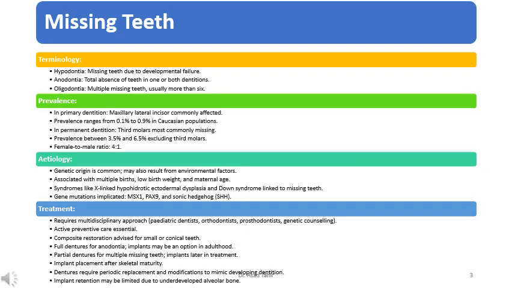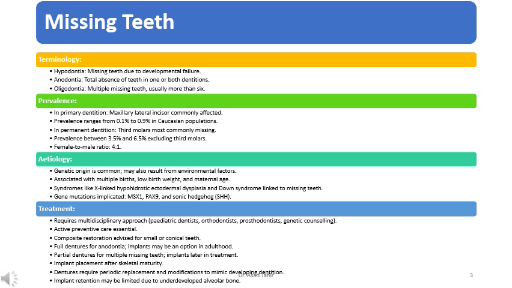Missing teeth. Terminology. Hypodontia, missing teeth due to developmental failure. Anodontia, total absence of teeth in one or both dentitions. Oligodontia, multiple missing teeth, usually more than 6.